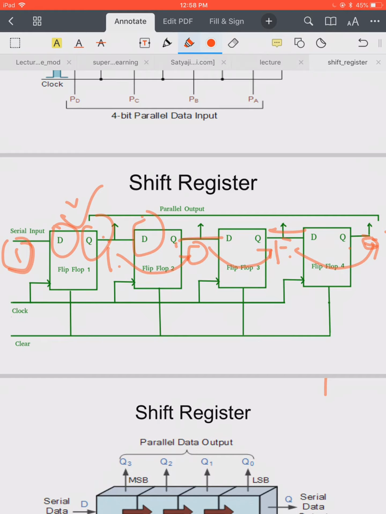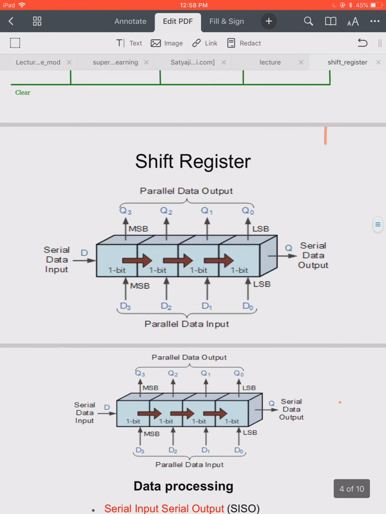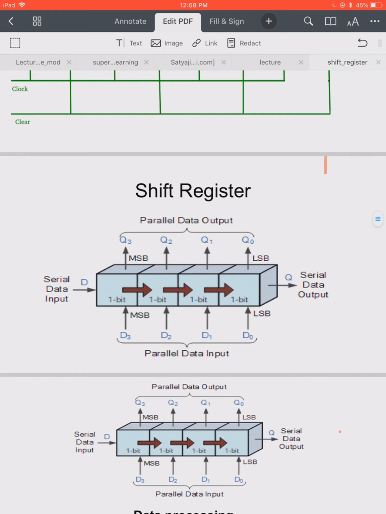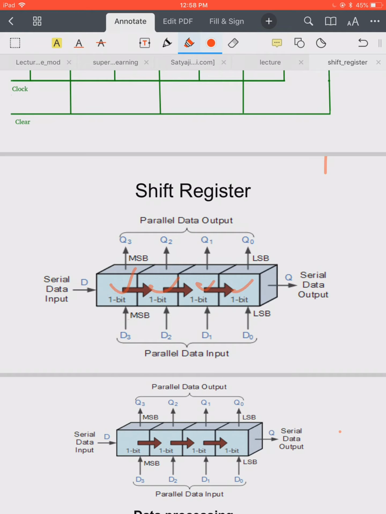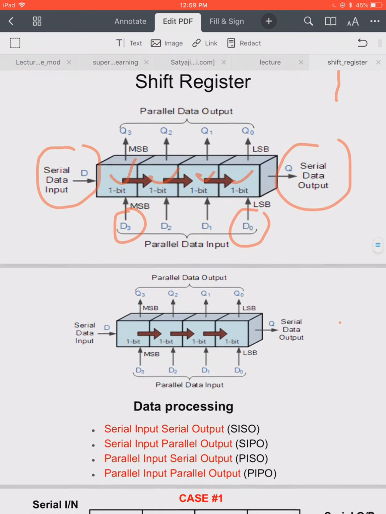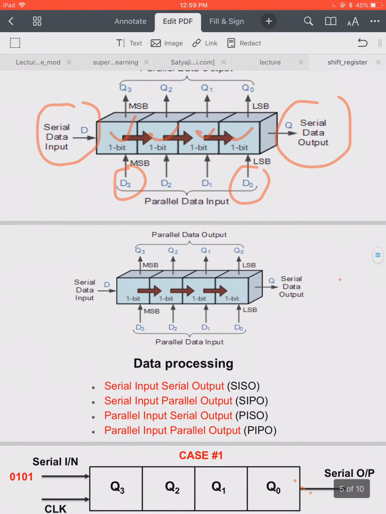Okay, so simply this can also be shown schematically in short form, that these are 4 flip-flops which are connected. So Q3 is the MSB and Q0 is the LSB, and D3 is the MSB of the parallel data input, and D0 is the LSB of the parallel data input. Simply we can have a parallel data input, and also we can have a parallel data output. So this is the simple form of SIPO register, and all these flip-flops are driven by a single clock in synchronous fashion.